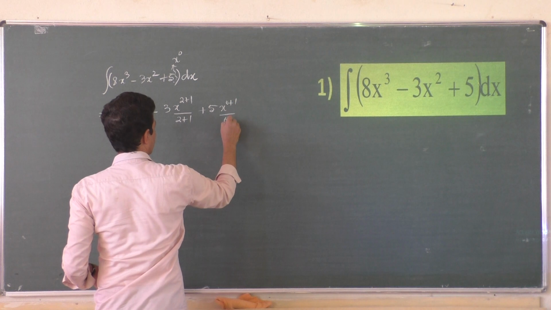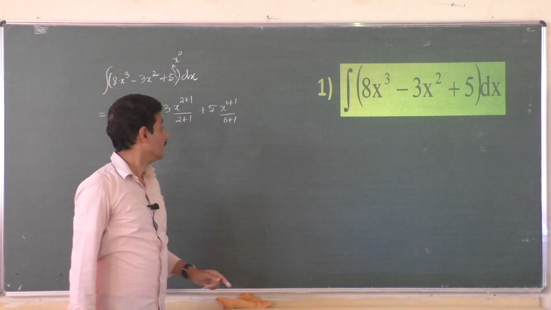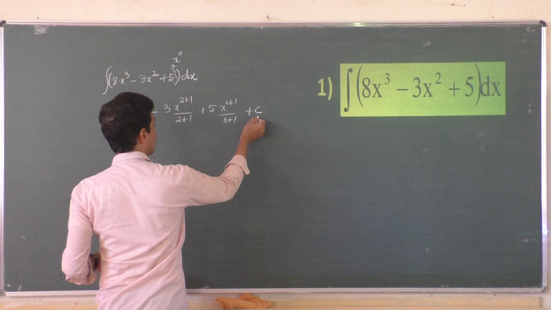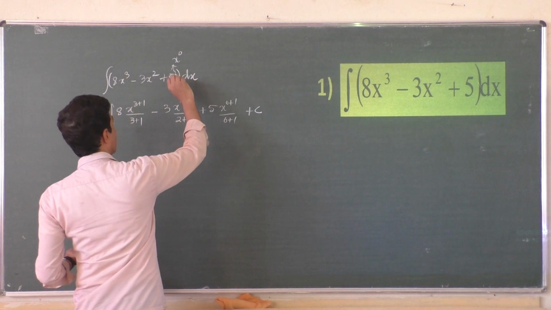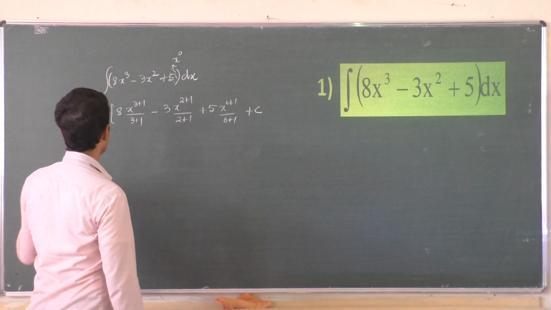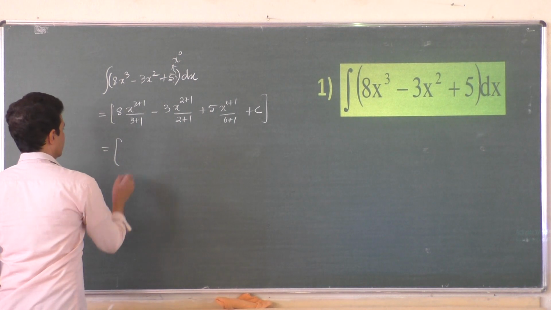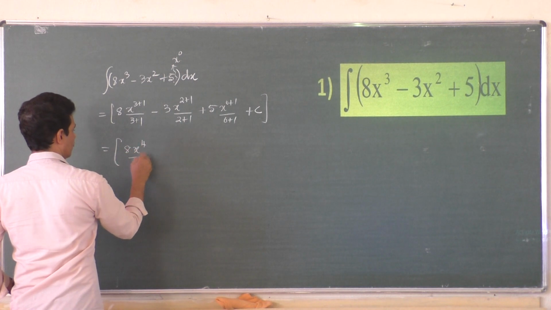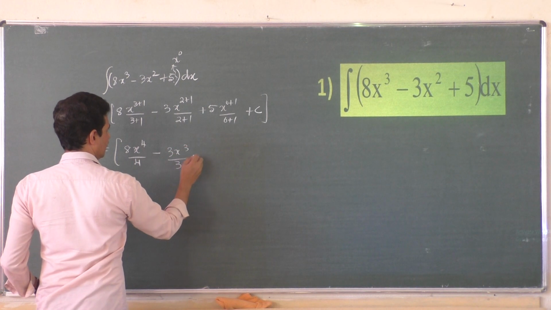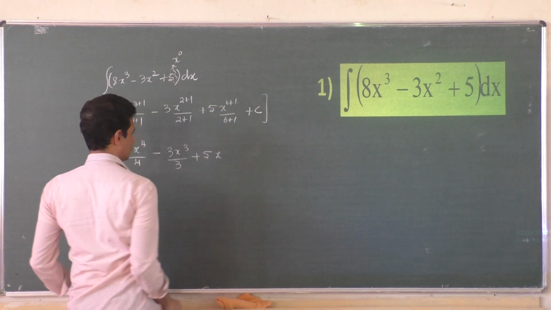You can treat it like that, as if x to the power 0 is there. It was not said that n cannot be 0, only minus 1 is not allowed. So x to the power 0 plus 1 by 0 plus 1 plus a constant should be there, because the differentiation of a constant is 0. We cannot show it here, so a constant may be there. So this is one step. Next step: 8 x to the power 4 by 4 minus 3x cube by 3 plus 5x. This is x to the power 1, plus c.